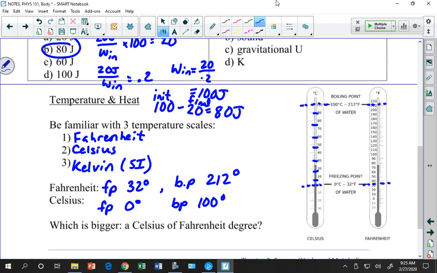So let's do this as a clicker question. Which is bigger, a Celsius or a Fahrenheit degree? That is, if I have a change in temperature of 5 degrees, which one would be a bigger change in temperature? A change of 5 degrees Celsius or a change of 5 degrees Fahrenheit?